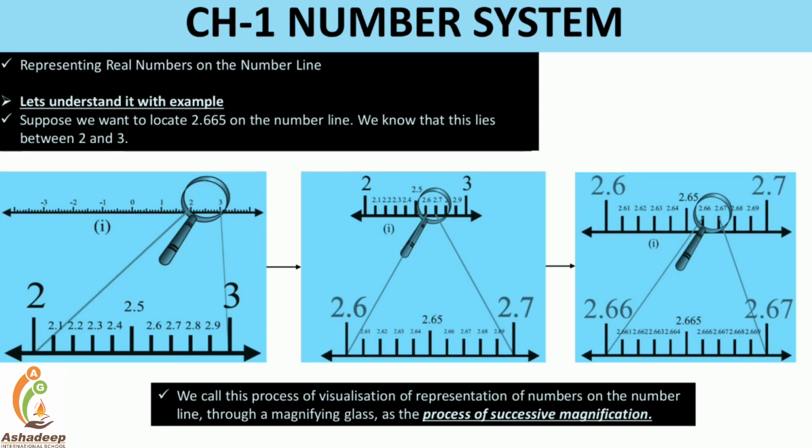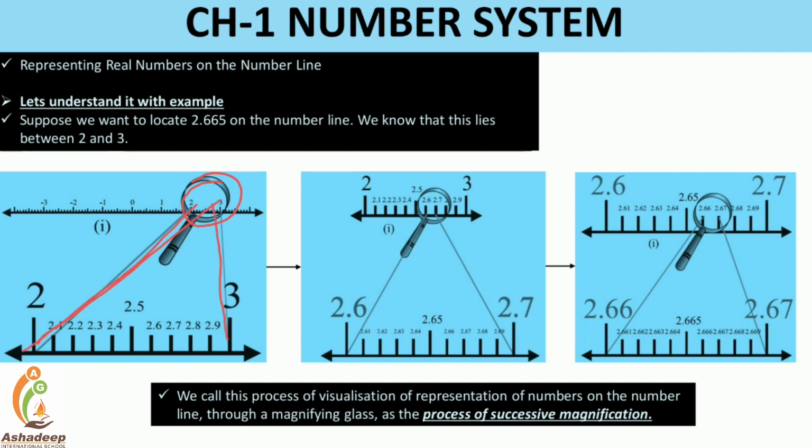So, today we are going to see the representation of a real number on a number line. Let us understand it with an example. Suppose we want to locate 2.665 on the number line. We know that this lies in between 2 and 3. So first of all, we zoom in on 2 and 3.